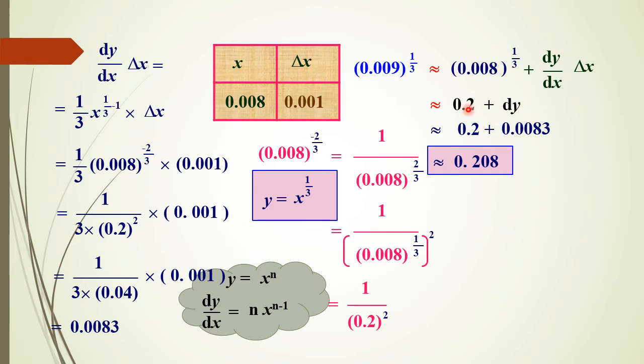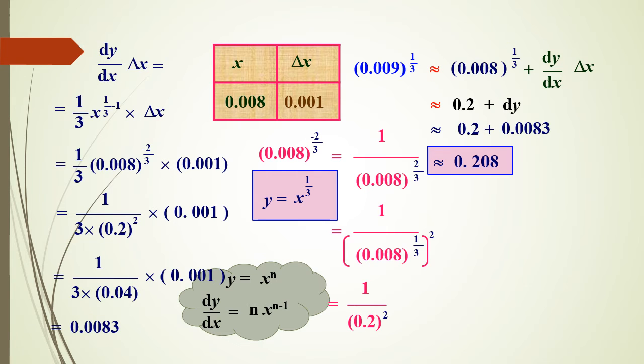Here, 0.2 whole raised to 3, that whole raised to 1 by 3. 0.2 whole raised to 3 is 0.008. After the 3 and 3 cancel, you'll be getting only 0.2 plus the value of dy by dx into delta x. After adding, you'll get this much. This is the approximate value of 0.009 whole raised to 1 by 3.